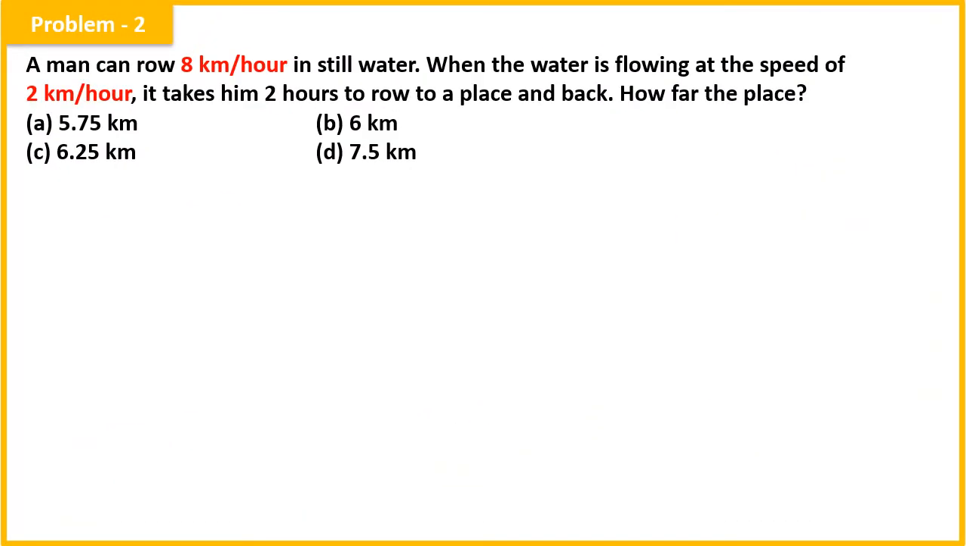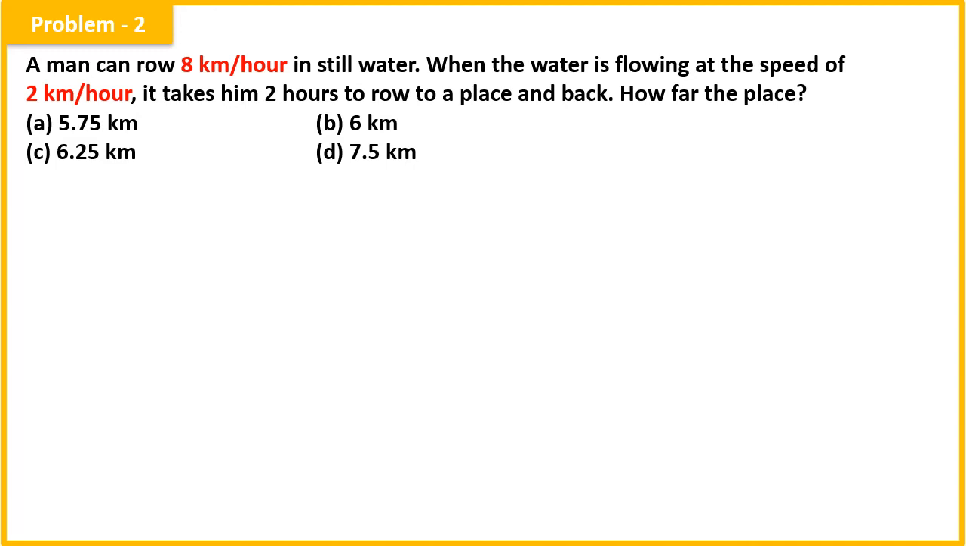Problem number 2. A man can row 8 km per hour in still water. When the water is flowing at a speed of 2 km per hour, it takes him 2 hours to row to a place and back. How far is the place? You can pause this video and try the question on paper, and once you have solved it, you can play the video again to look for the solution.